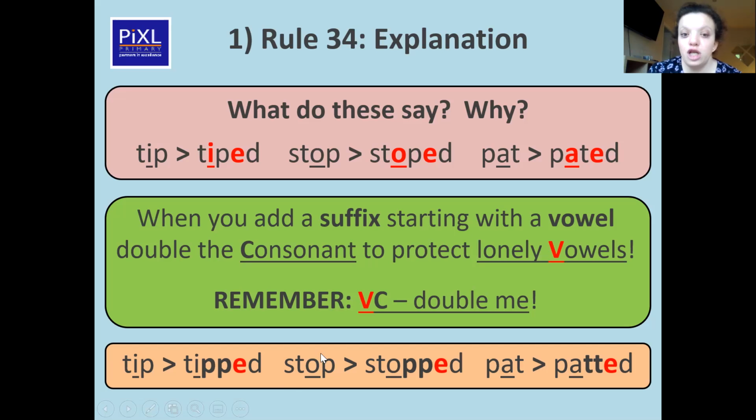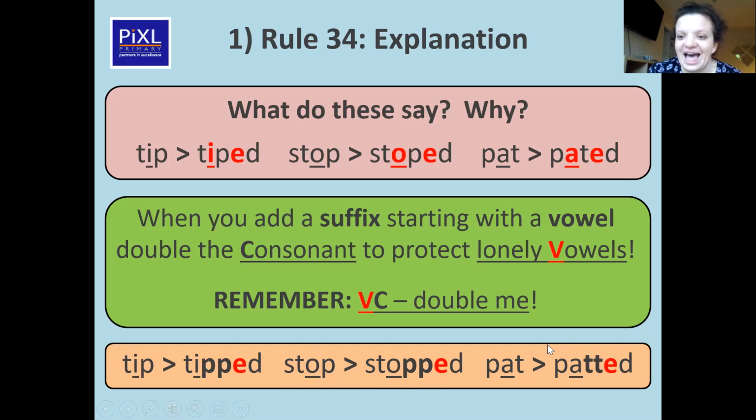Stop, I've got my lonely o. It hasn't got a friend in the vowel. It's a short vowel o, not an o with a digraph. And my p, there's no other letter with my p. So I need to double my p and then add -ed to make stopped.